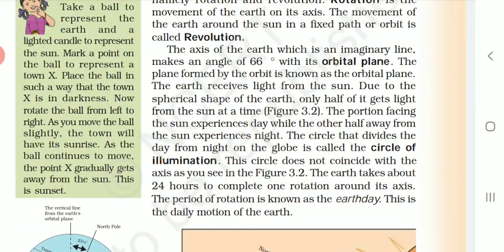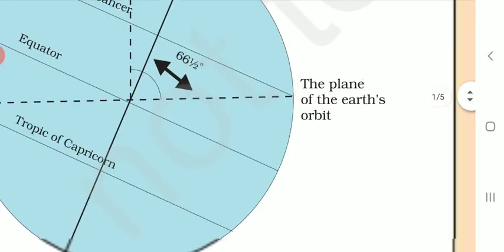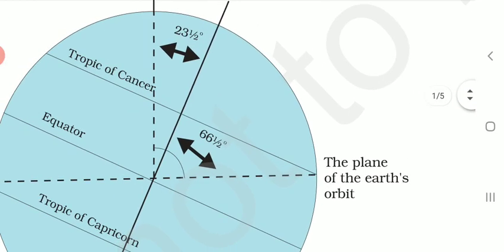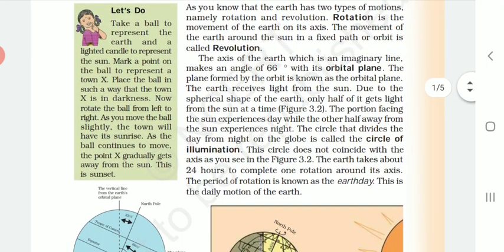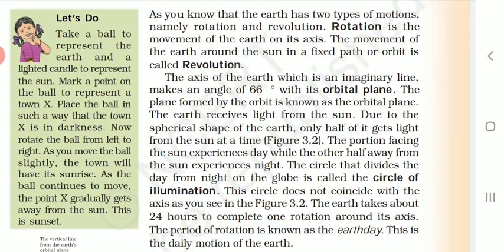The plane formed by the orbit is known as the orbital plane. The plane formed by the orbit is called the orbital plane. As you can see here, the plane formed by the orbit is known as the orbital plane. The earth receives light from the sun.